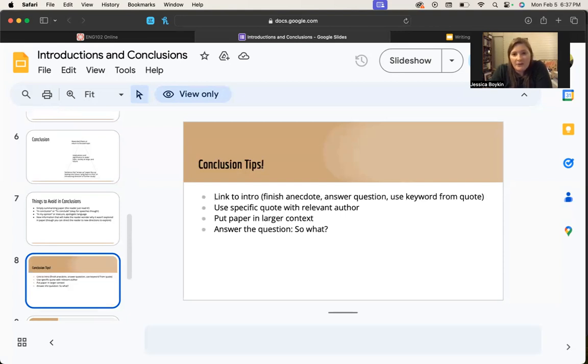Things to include. Again, you can use a quote. A lot of the time, one of the best things you can do is link back to the introduction in some way. If you referred to something in the introduction, you can refer back to it in the conclusion. Kind of creates this nice cyclical feeling where we feel like it's kind of closed the text off, right?